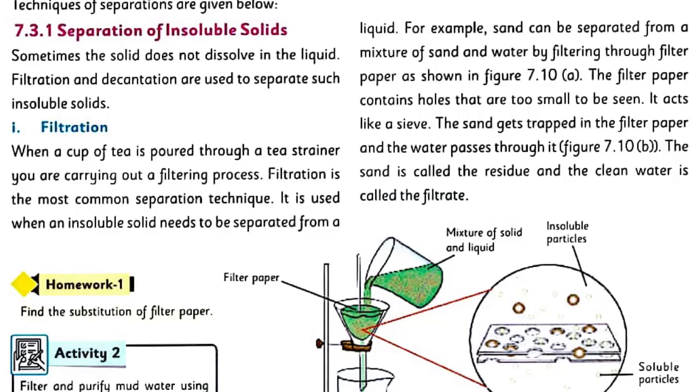For example, sand can be separated from a mixture of sand and water by filtering through filter paper as shown in Figure 7.10. The filter paper contains holes that are too small to be seen. It acts like a sieve. The sand gets trapped in the filter paper and the water passes through it. The sand is called the residue and the clean water is called the filtrate.